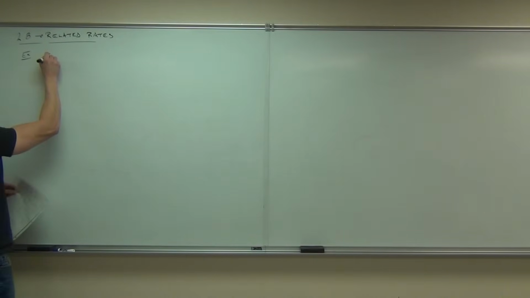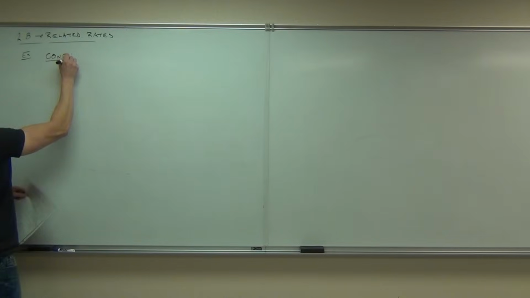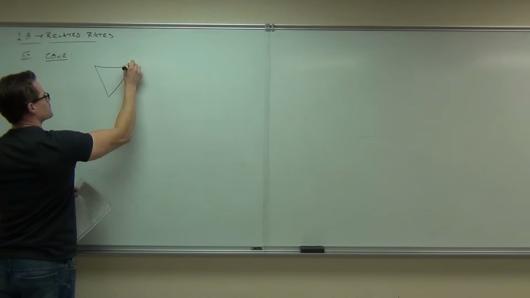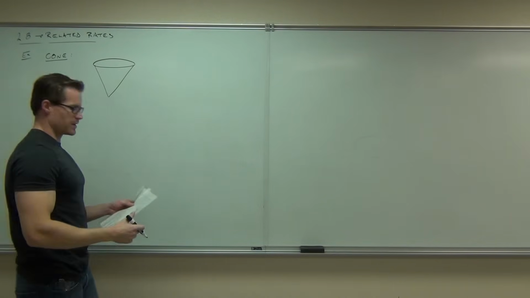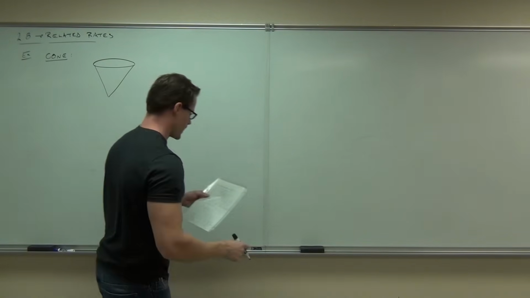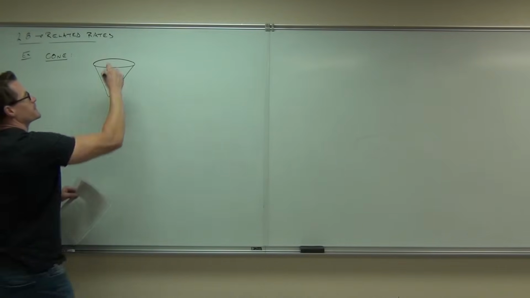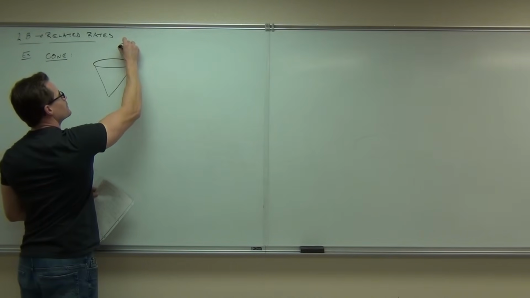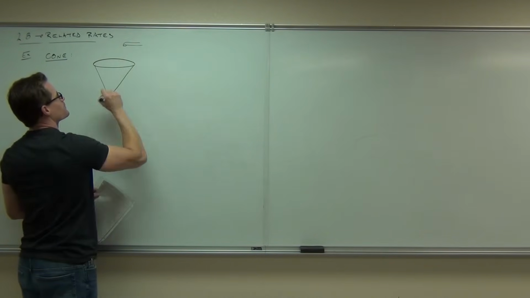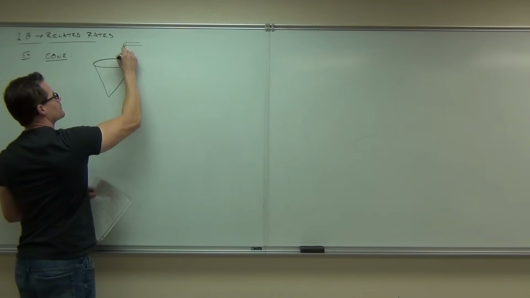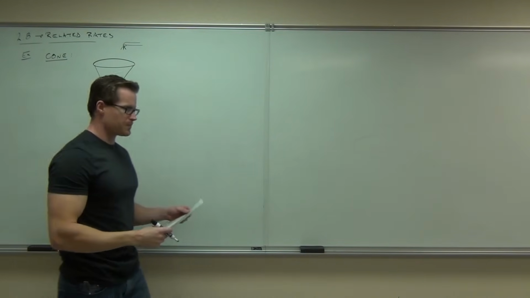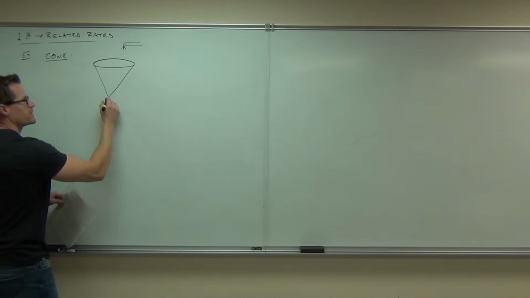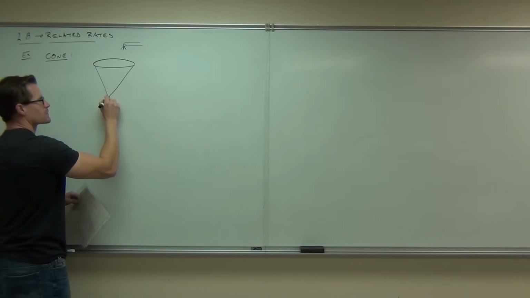Let's say that I have this cone. That's my cone here. And this cone is underneath a faucet. It's my faucet, and water's coming out of it. It fills it up to a certain level, and then we cut the cone right there, so the water starts coming out.